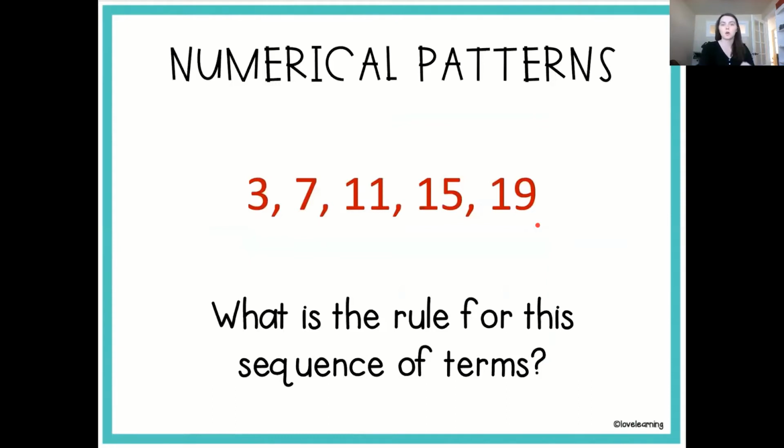All right, so did I skip something here? I did not. Okay, so for numerical patterns, we're going to look at this set of numbers here. We go 3, 7, 11, 15, and 19. What is the rule for this sequence of terms? I want you to look at that list of numbers and see if you can figure out the pattern in your head. I'm going to give you a few seconds to think.